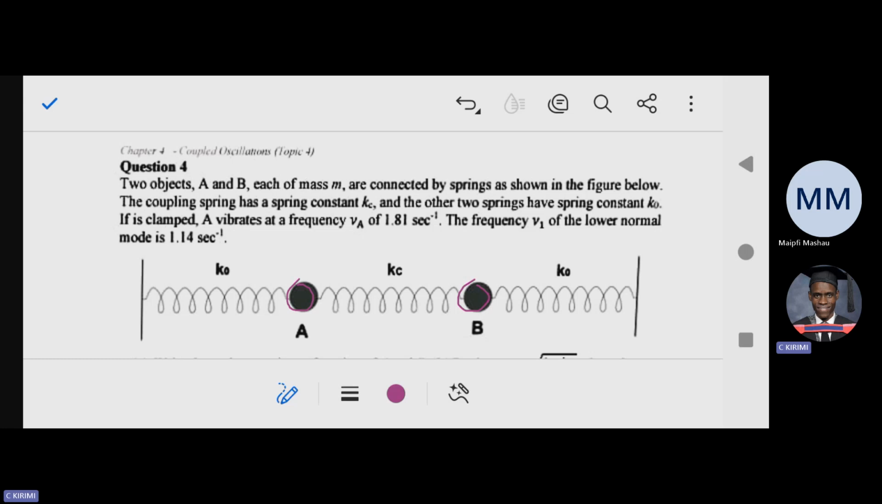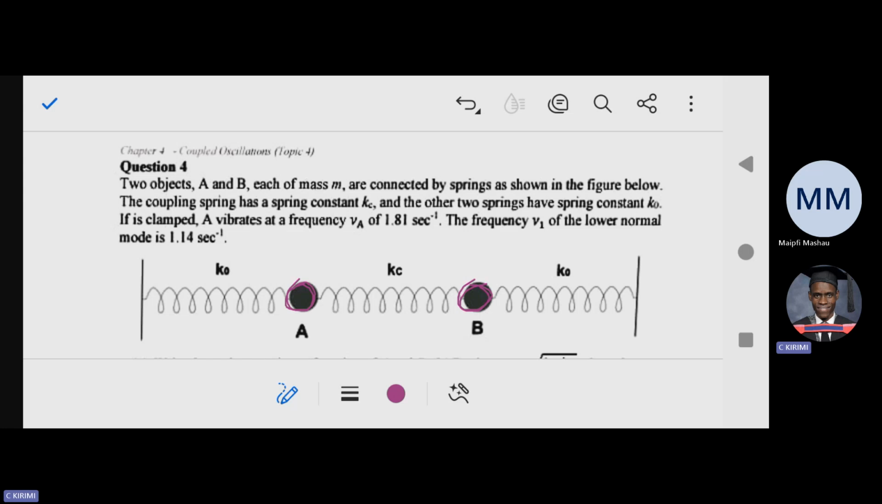Let's read the question. It's saying 2 objects. So these are the objects which they are referring to. 2 objects, A and B. Each mass M, which means they each have a mass M. In other words, they are identical. Are connected by springs as shown in the figure below. So these masses are connected by spring.